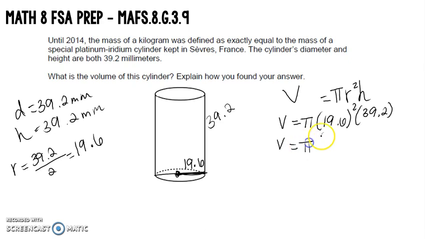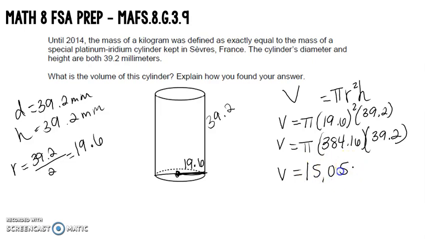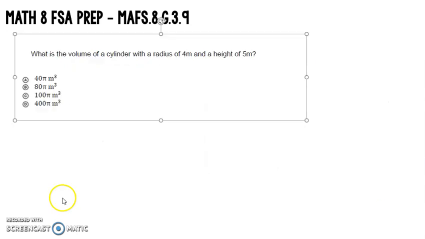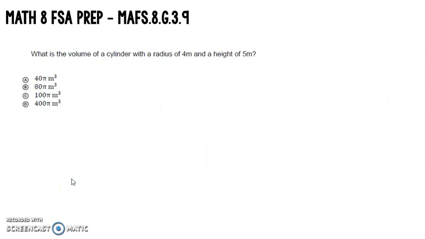So they want to know the volume of this cylinder. So when I square 19.6, that is 19.6 times 19.6. Remember that we're squaring, which is 384.16. And now what I'm going to do is multiply that by 39.2. So my volume is 15,059.072 pi millimeters cubed.